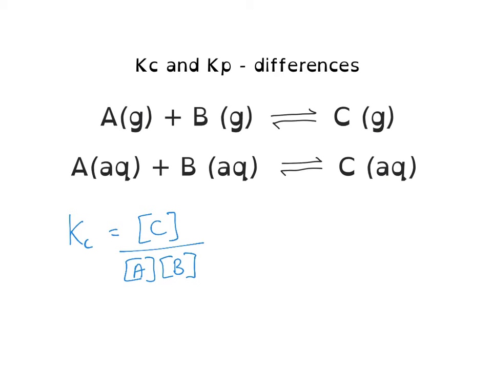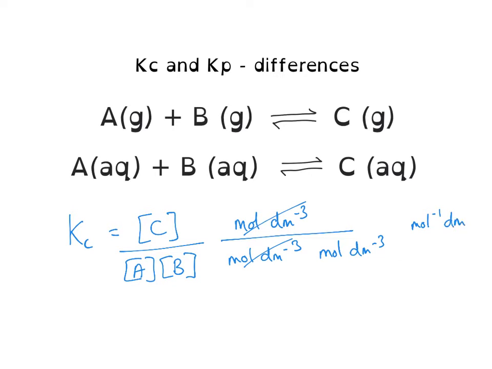So if I was working out Kc and I was trying to work out what the units were in this, I would have moles per dm cubed for my concentration of C, moles per dm cubed for my concentration of A, and moles per dm cubed for B. I can then cancel out anything that's on both sides, and my final unit would be mole to the -1 dm cubed. The difference with Kp is there are two possible ways of doing the units.